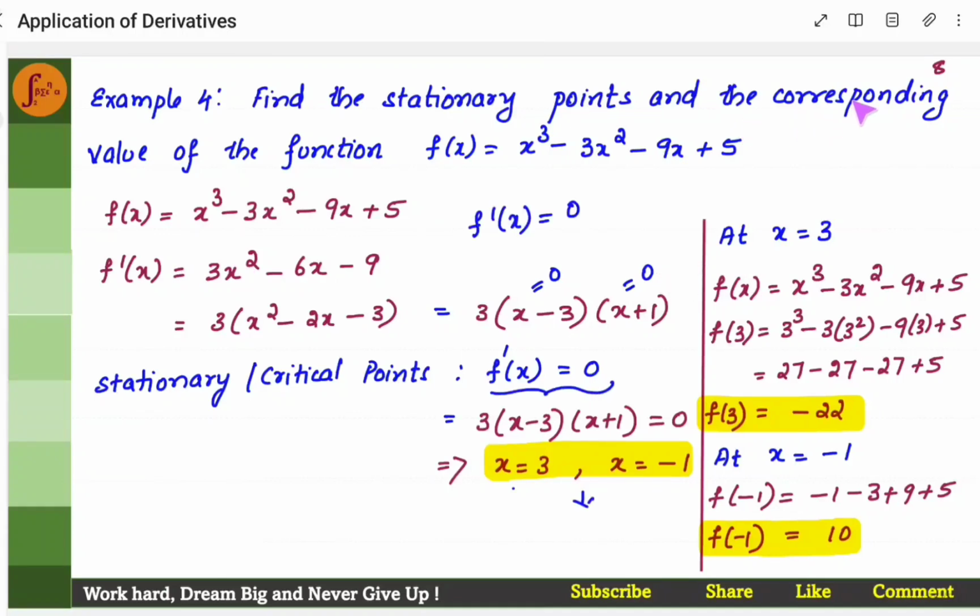And another part of the problem is to find the corresponding value of the function. You have to find the value of the function at these critical points. So I have to take x is equal to 3, substitute in this function and find the value, minus 22. Similarly, take x is equal to minus 1 and substitute in this particular function and get the value. So you put the critical points, substitute them in the function and get the values.